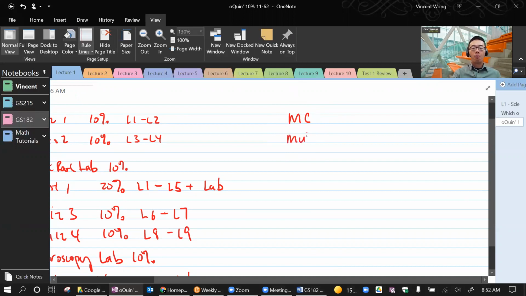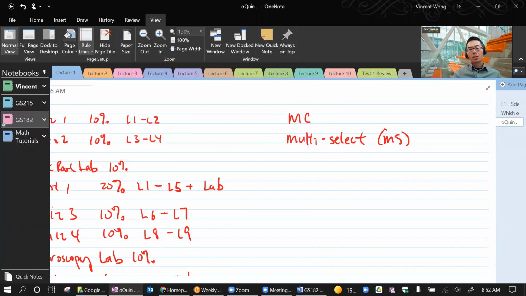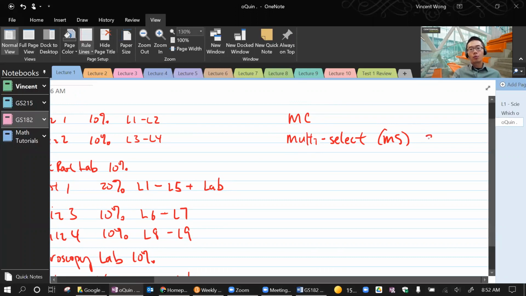There are also what we call multi-select questions, or MS. The multi-select questions have more than one correct answer, so in order to get 4 marks, you would have to choose all the correct ones. These would be 2 marks each, and the multiple choice would be 1 mark each.